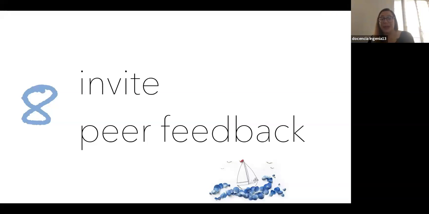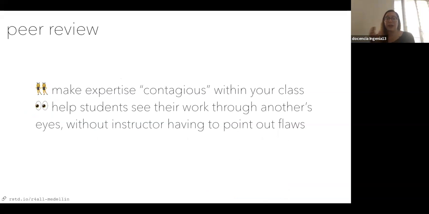Number 8 is inviting peer feedback. So the reason for doing something like peer review, well, there are a variety of reasons for that. And one of them is you might reduce grading on yourself. But more importantly, what it does is it basically makes expertise contagious within your class. It helps them see their work through another's eyes without the instructor having to point out flaws.